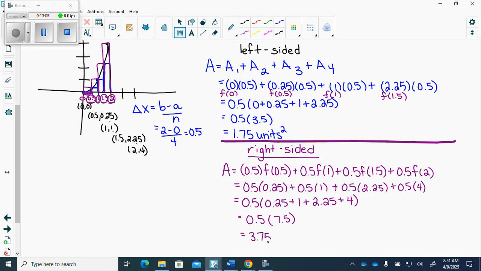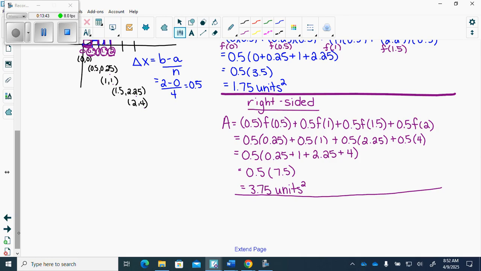So for me, I find it easier if I just add them up and then take half of it, than taking half of all these decimals. Because you get 3.75 units squared. So this one did what? This area. Overestimated it. So now we have an area that's under it, and we have an area that's over it. Cool. Can't go under it. Can't go over it. Must go through it. So we're going to midpoint.